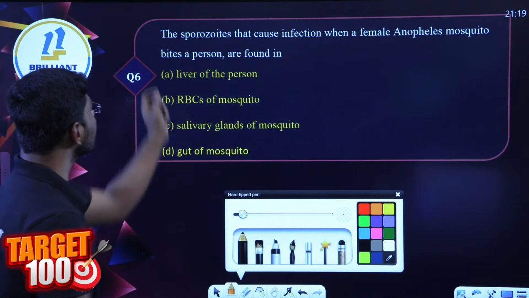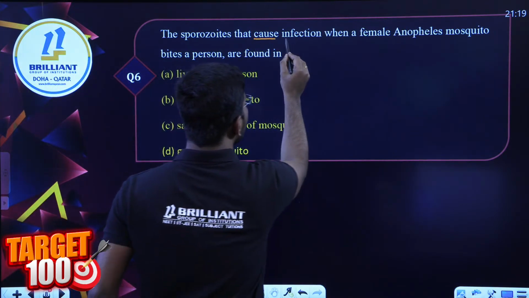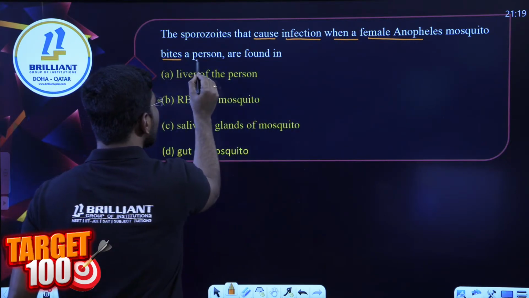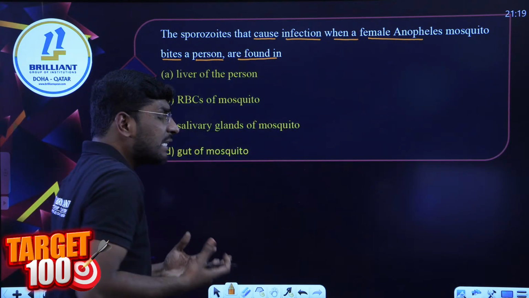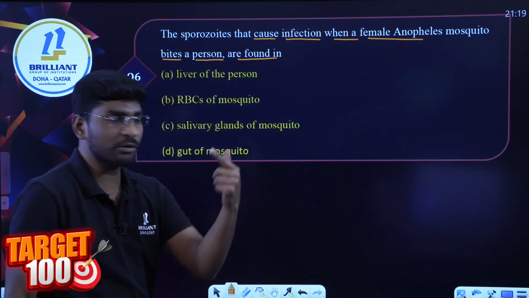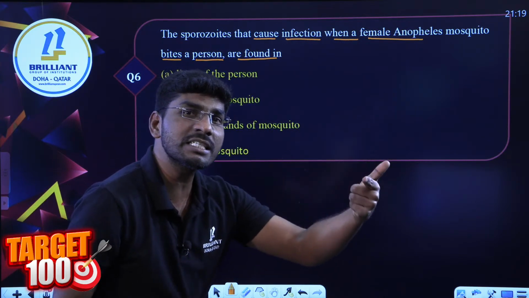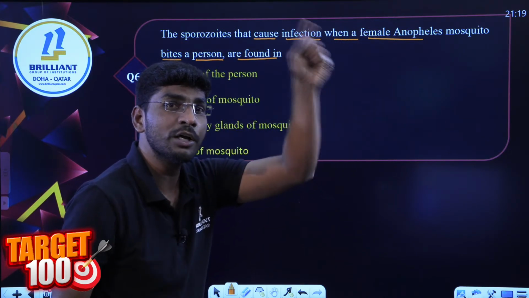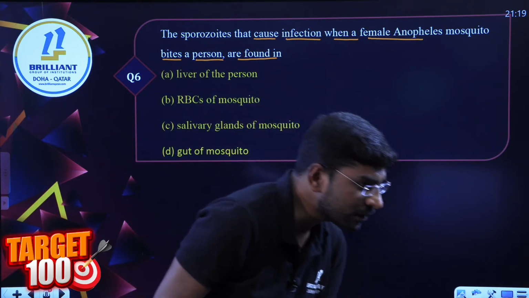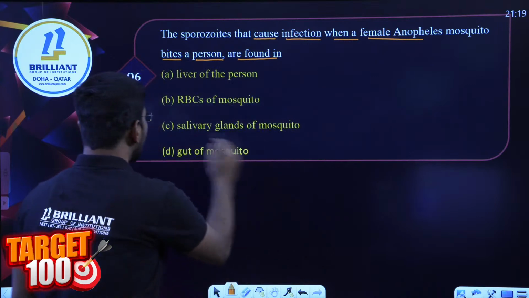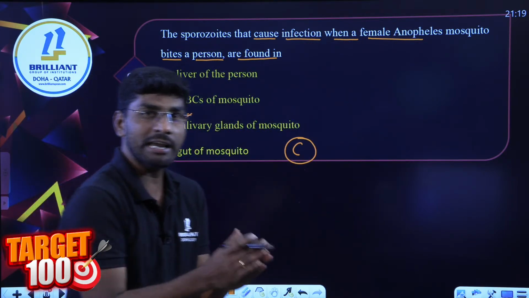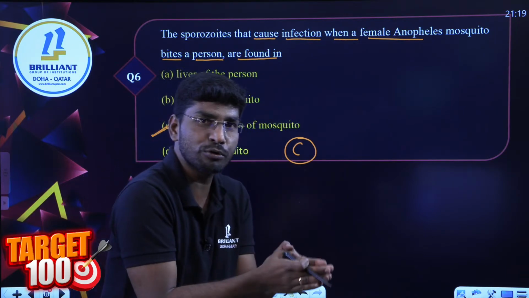Hiba, look at here. The sporozoites that cause infection when a female Anopheles mosquito bites a person are found in. Where is the infective stage found? Yes, very good, absolutely. What is the infectious stage name? Sporozoite stage. Sporozoite stages are found in. Very good, Raina. So the answer is what? Salivary glands of the mosquito. Remember, all of you, salivary glands of the mosquito, the sporozoite stages are there.